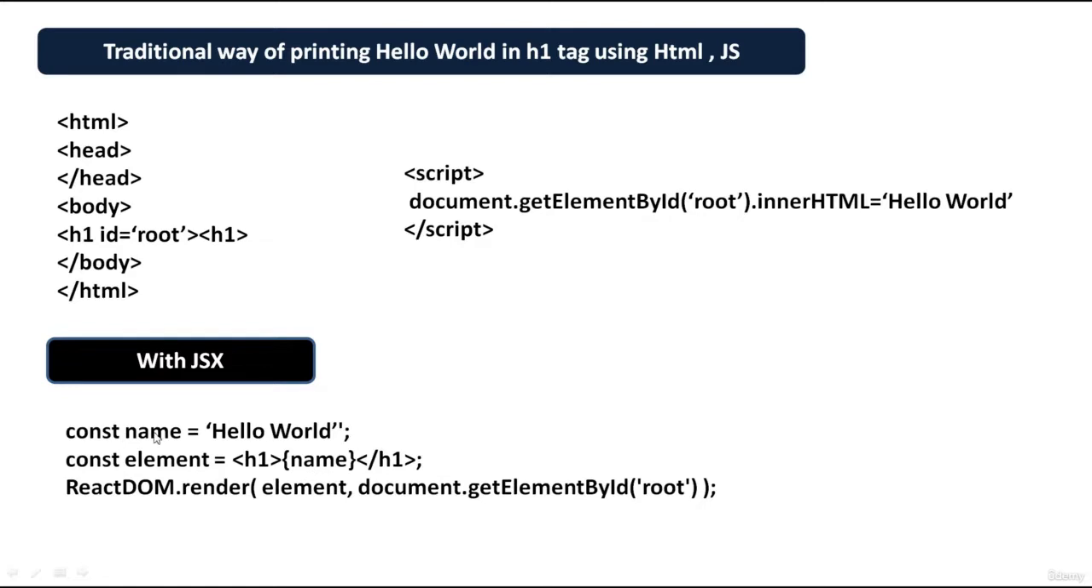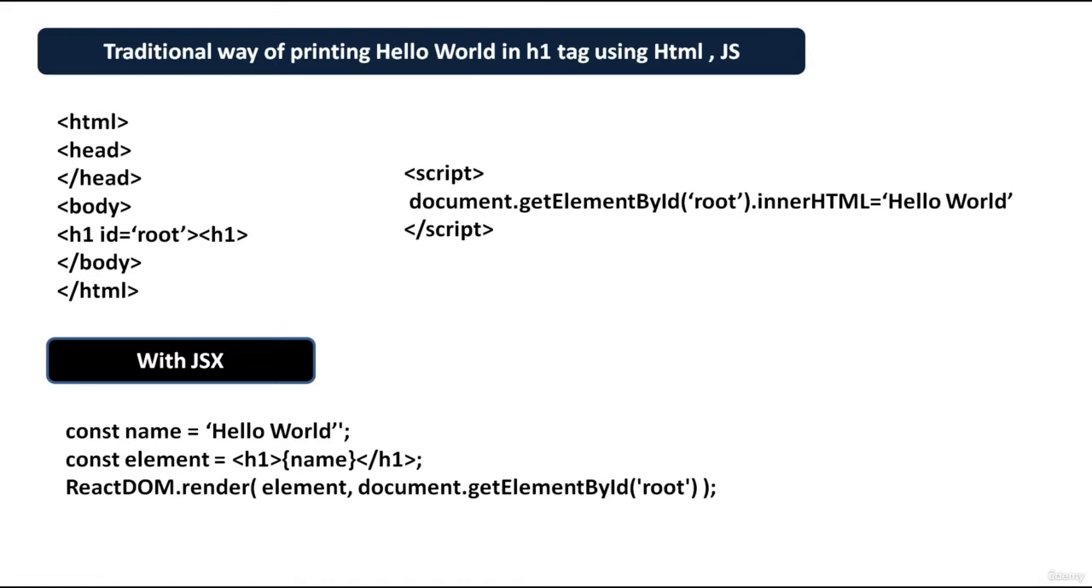After creating the variable and assigning it to the h1 element, we have to render that variable using the statement ReactDOM.render. This will take the element as the first parameter and the default component as the second parameter. Here the element name is element only because we assigned the h1 tag to the variable element. And we are going to print this h1 tag in the main component, which is called root. The app component ID is root. That's why I have written document.getElementById root. So this will return the same output, which is hello world in h1 tag on the web page.